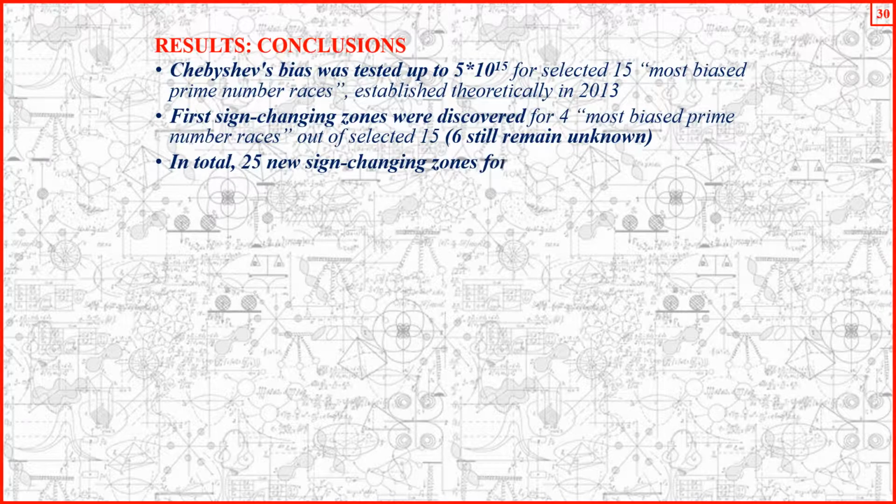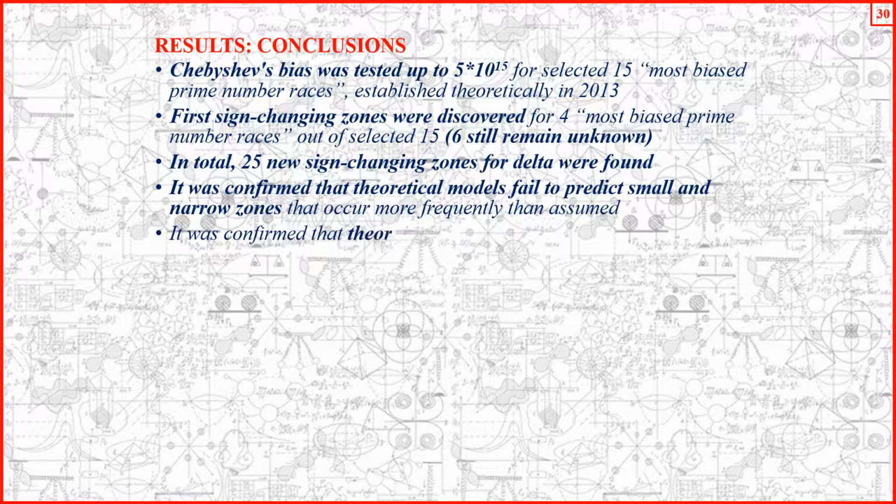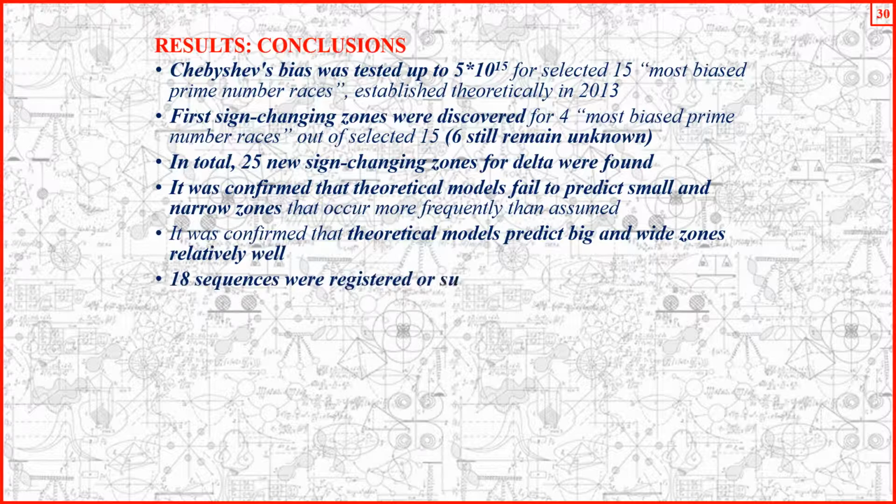Third, I found 25 new zones for 9 most biased prime number races, including the first ever zones for 4 races. This is significant progress in Chebyshev's bias area. All these zones are included into 18 separate sequences available online to those interested in number theory. For the first time, all zones were fully defined, including their beginning, end, and number of terms. Also, all zones were defined not only for primes, but for prime pi function as well.